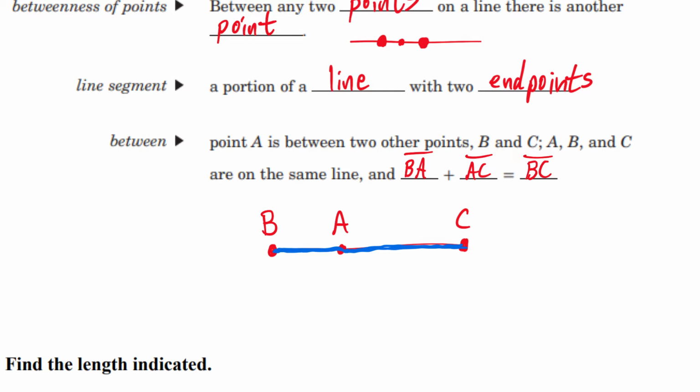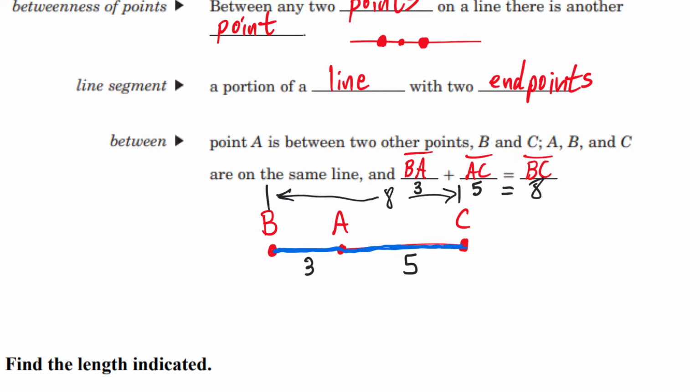Or let's do it like this. Let's say BA equals 3 and AC equals 5. How long is it all the way from B to C? 8 units, right? So all this is saying is when you add the 2 smaller pieces up, it's going to add up to equal the whole thing.